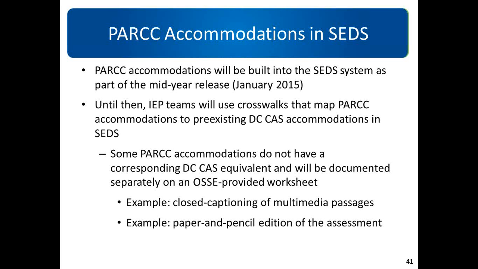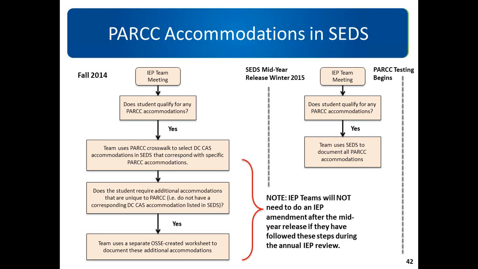So this is how it works as far as our expectations for you. I've shown here on the left side of the screen the way things are going to work right now, and on the right hand side of the screen is the way things will work if you happen to have your IEP team annual meeting after the mid-year release. So for right now, this fall, when you have your annual IEP team meeting, as part of your regular annual IEP meeting, of course, you always talk about statewide assessment accommodations.